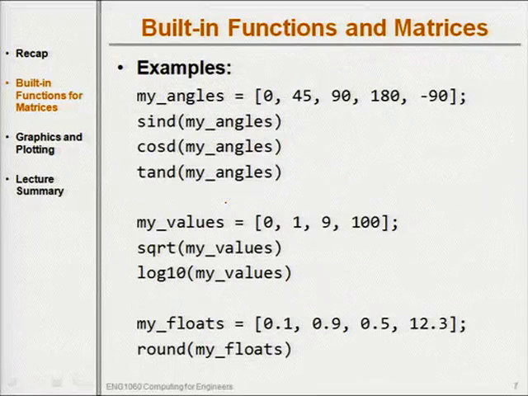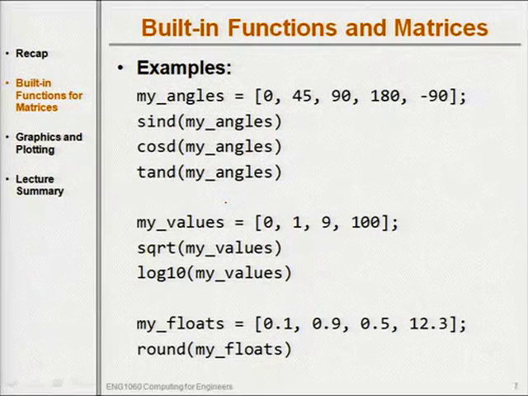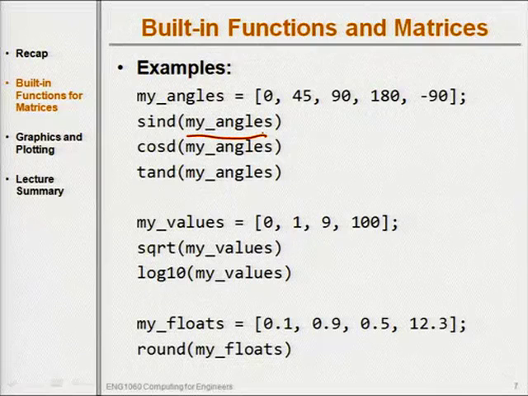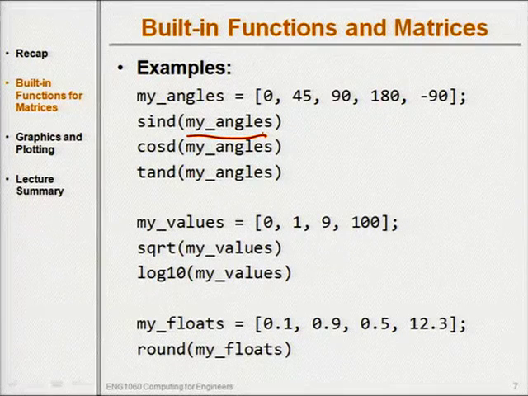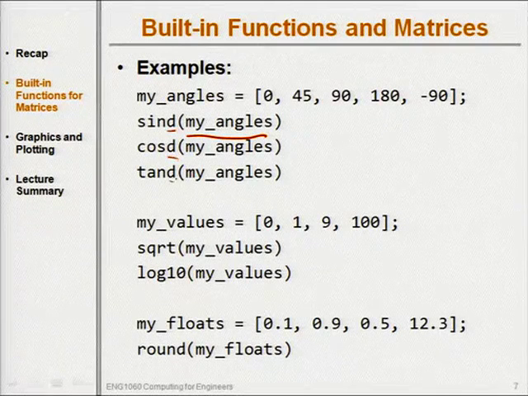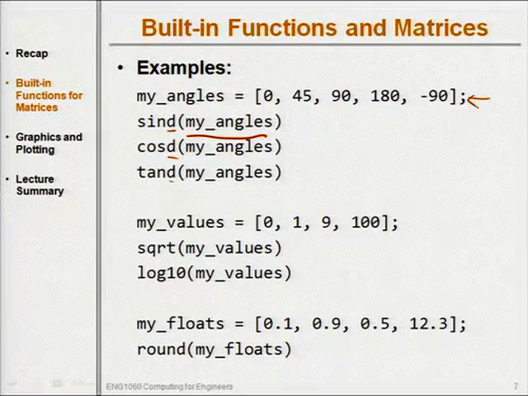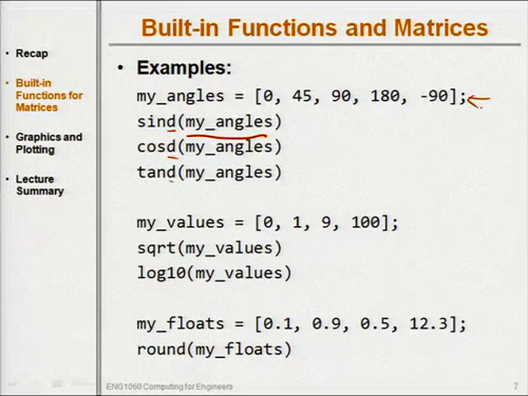So for example, if you have some angles, in this case we have a vector containing 5 angles. You can use the sine, cos, and tan of those, and MATLAB will automatically create a vector for you. If you create the input as a vector, the output will also be a vector. Notice here we are using sind, cosd, etc., because the angles are given in degrees.